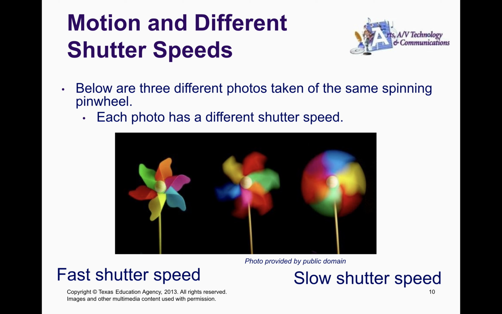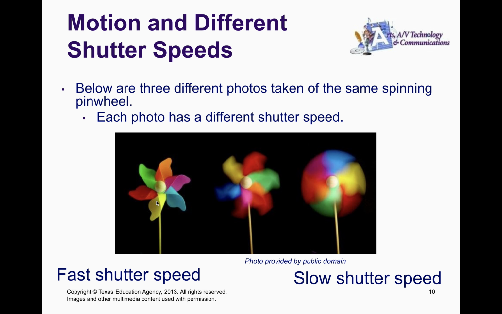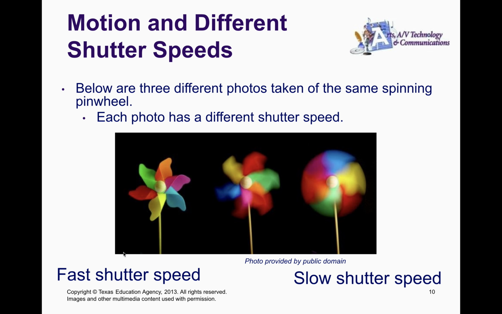For instance, 3 different photos taken of the same spinning pinwheel. Boy, that's a tongue twister. Each photo has a different shutter speed, okay? Look, the fast shutter speed that opens and closes really quick gets this almost stopped. So think of a bee's wings stopped or a hummingbird's wings stopped. It has to be super fast. Or a car driving by. It's got to be fast, all right?